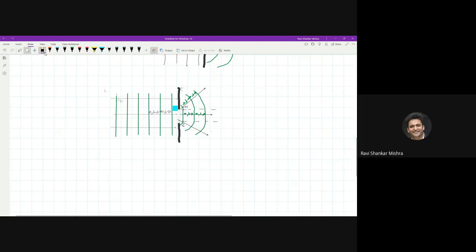Another scenario we are going to discuss: I'm removing this. Now here the energy is traveling like this. Energy is going this way. Wavefronts are going like that. And if the hindrance is something like this, if the obstacle is like this, then what is going to happen?